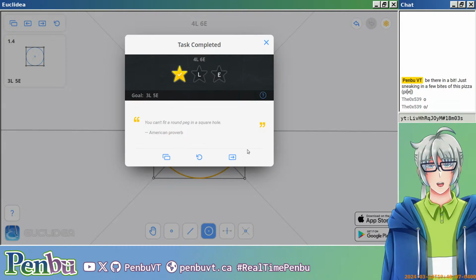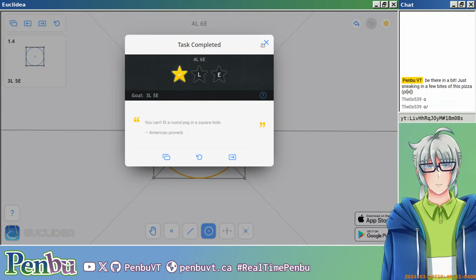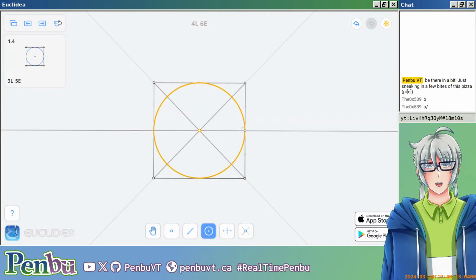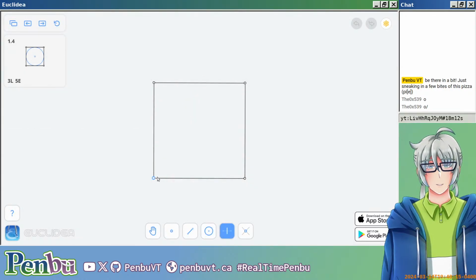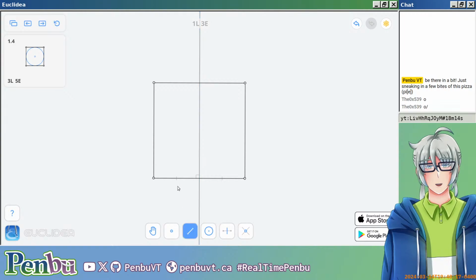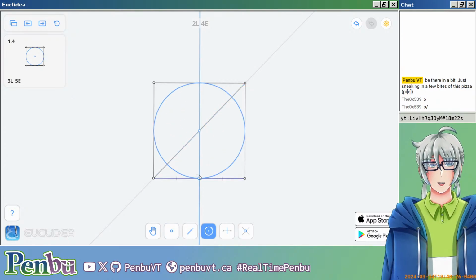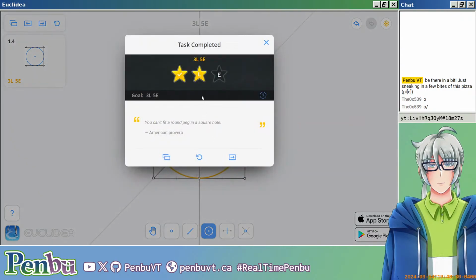Oh, we can do better. Okay. Let's try that again. We can do the bisector. And we actually don't need the second line, the second diagonal. We can do it with just one. And then we have the circle going out from the middle all the way to the edge. That gets us our L. I guess that gets us our E too.